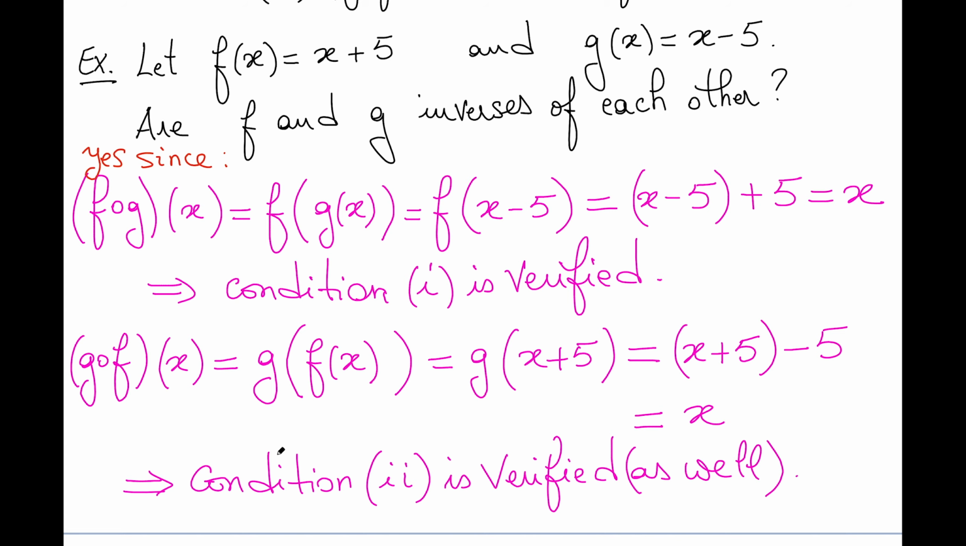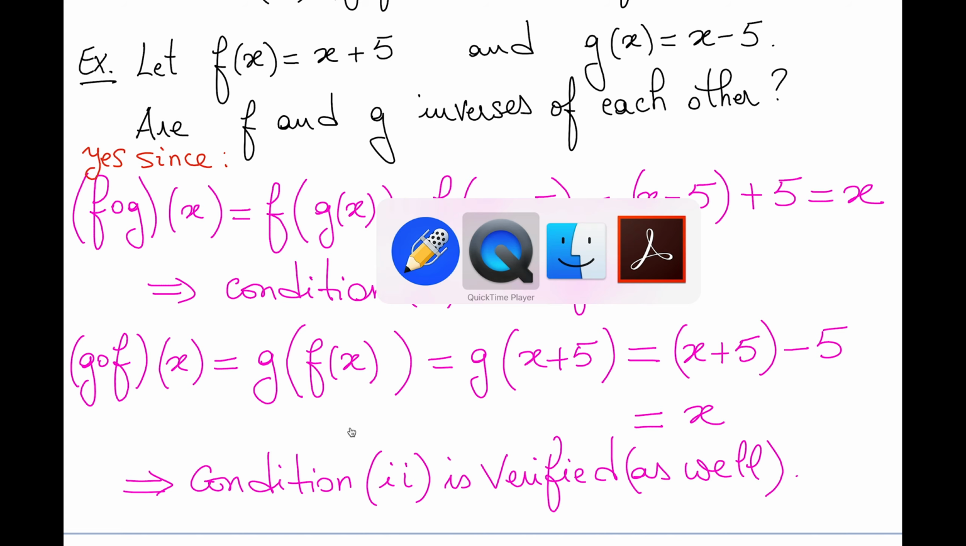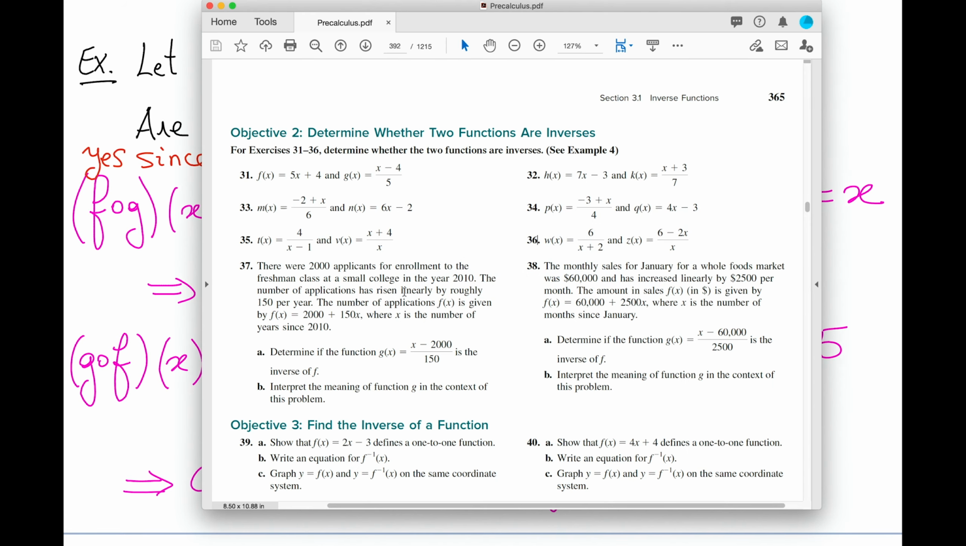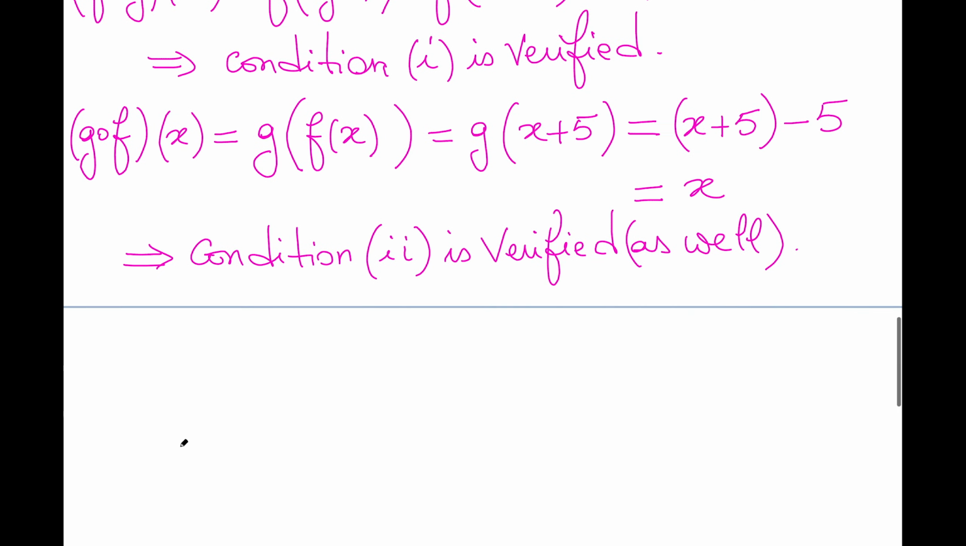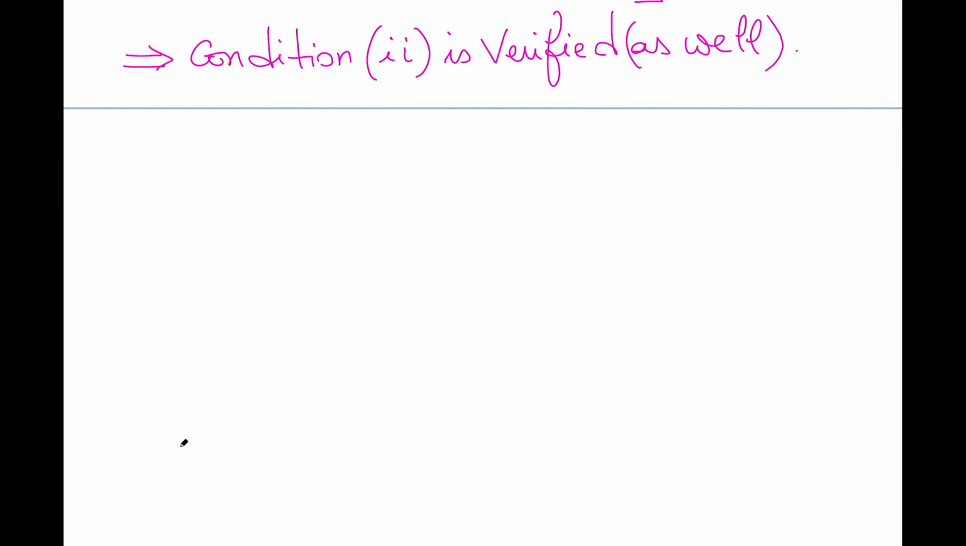this discussion holds. All right, so let's now go to the book, and let's take one of these examples. How about 32? So we have h of x is 7x minus 3, and k of x is x plus 3 over 7. And the question is, determine if the two functions are inverses of one another. So let's go here. So the question again, this is on page 365, number 32.